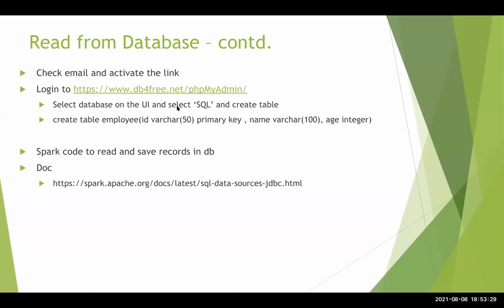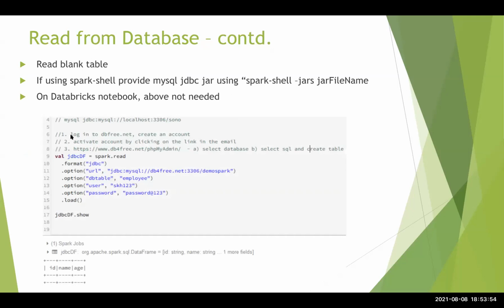On the UI, there will be a place to create a table. So create some table, like employee, with some ID, name, and age, with types varchar and integer. What we'll do initially is, this table is blank, right? There's nothing in this table because we just created it. So we'll just read it and then save it. This is how we want to do it.